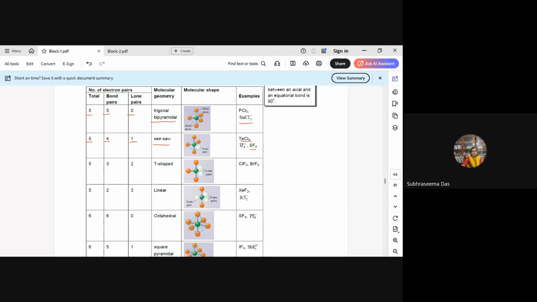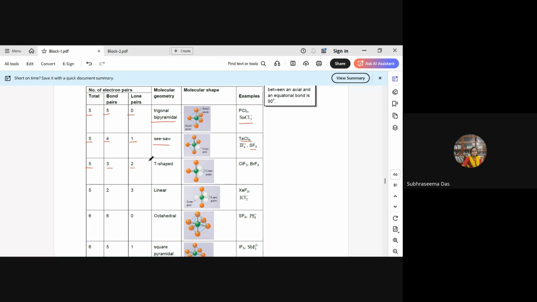So now again we'll look into a case which has five electron pairs. The total number of electron pairs is five, but here three are bond pairs and two are lone pairs. So when the total electron pair is five, it should be TBP shape. But in this case, three bond pairs are present and two lone pairs are present.